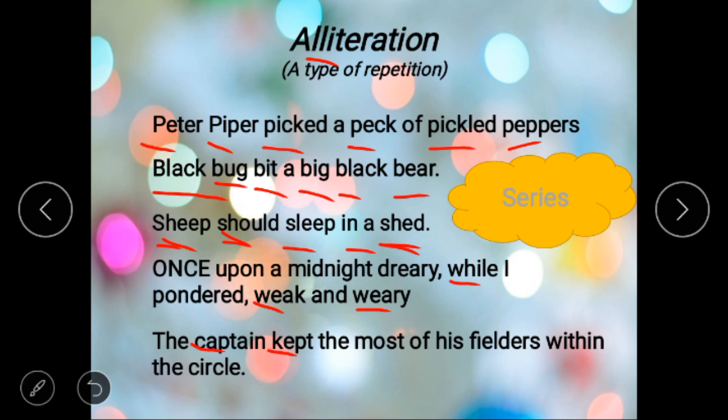The captain, captain, kept. Again, kept is being used. That's the point, and that's why it's alliteration, because we focus on sounds, not on letters. Please remember, we focus on sounds when we are talking about alliteration, not on the letters.